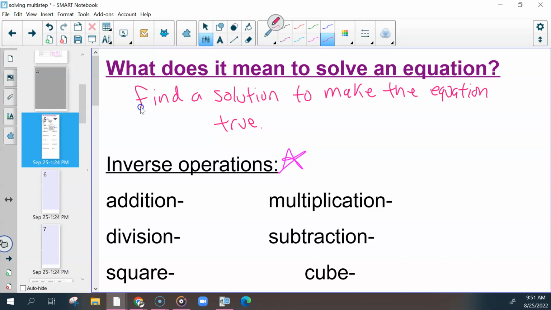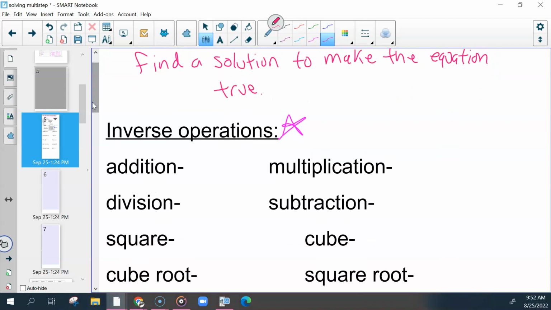Find a solution to make the equation true. And then if I asked you, what is the inverse or what is the opposite operation? How do we undo addition? Subtraction. I'm just going to draw lines and arrows. How do we undo, or what is the inverse or opposite of division? Multiplication.